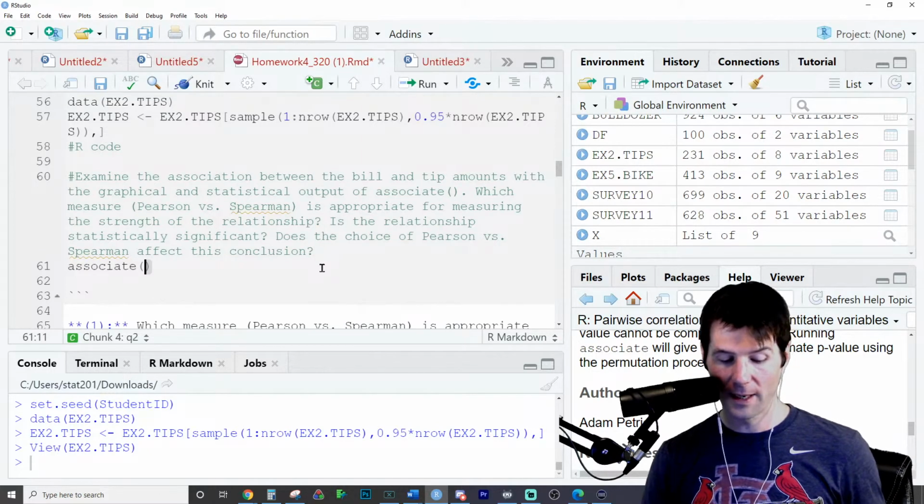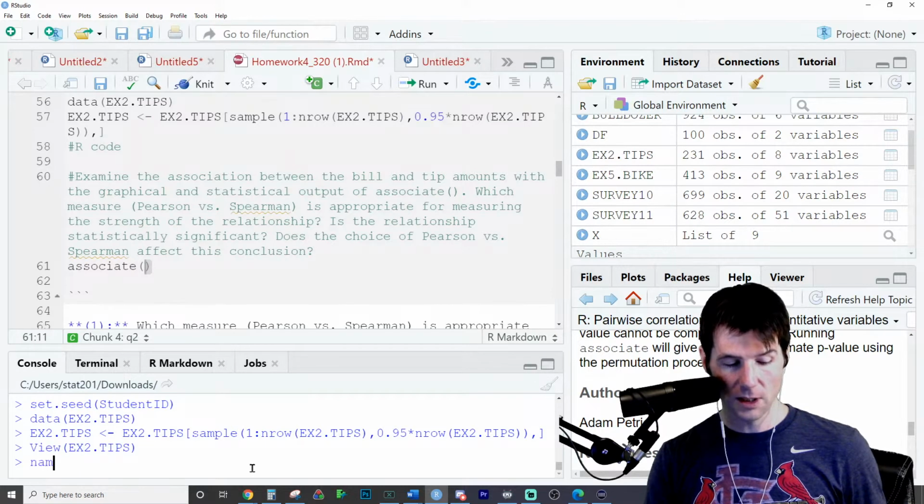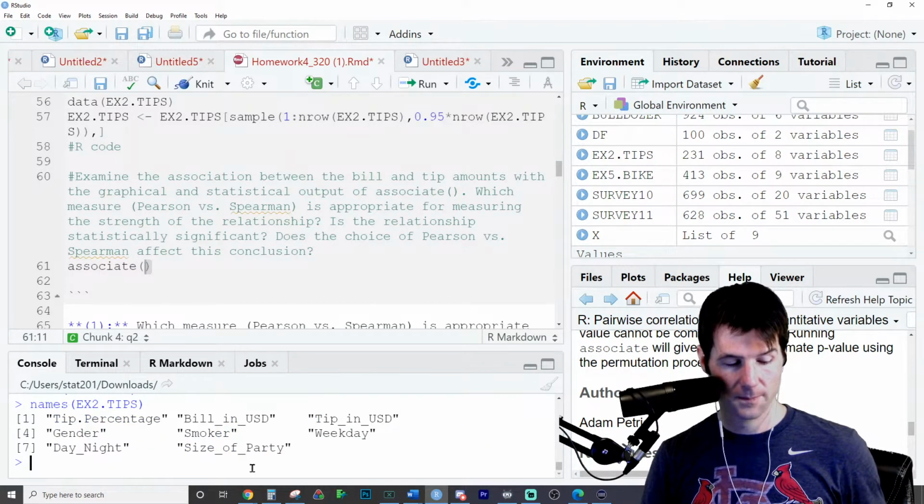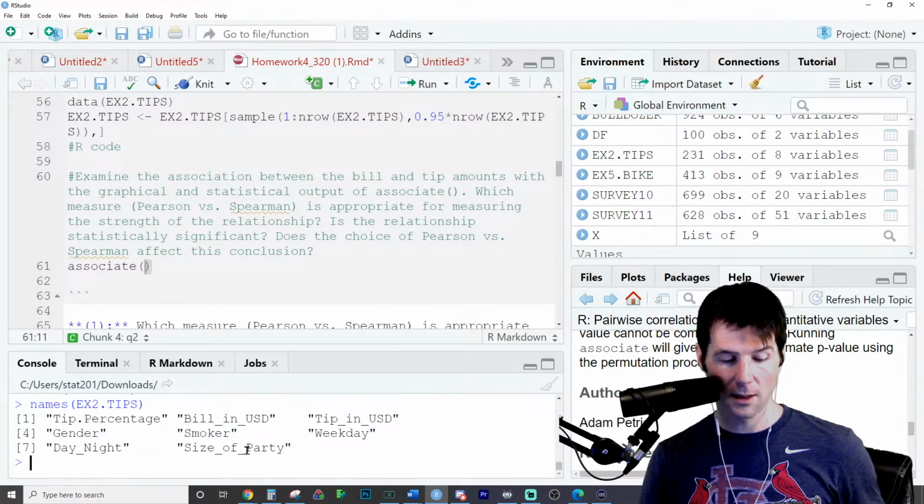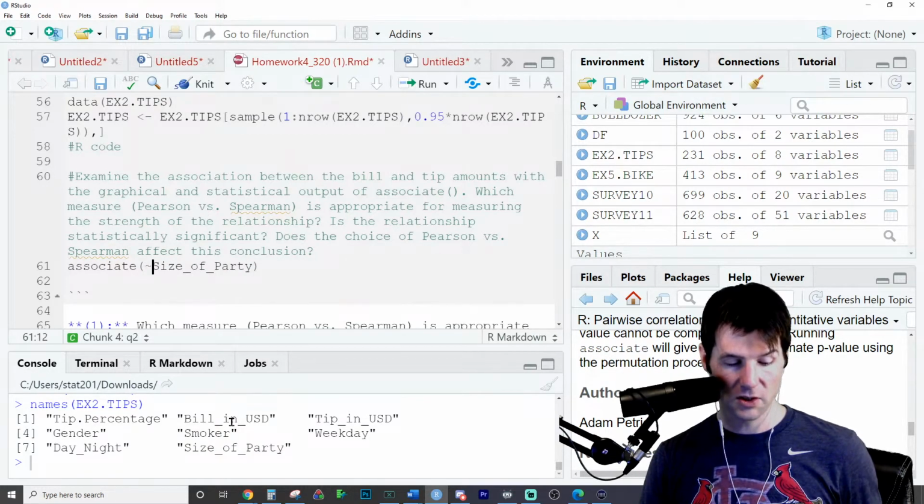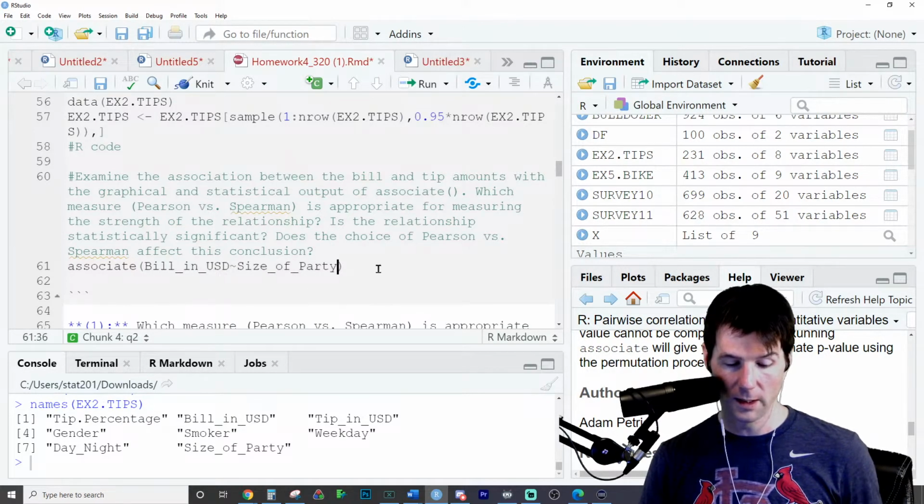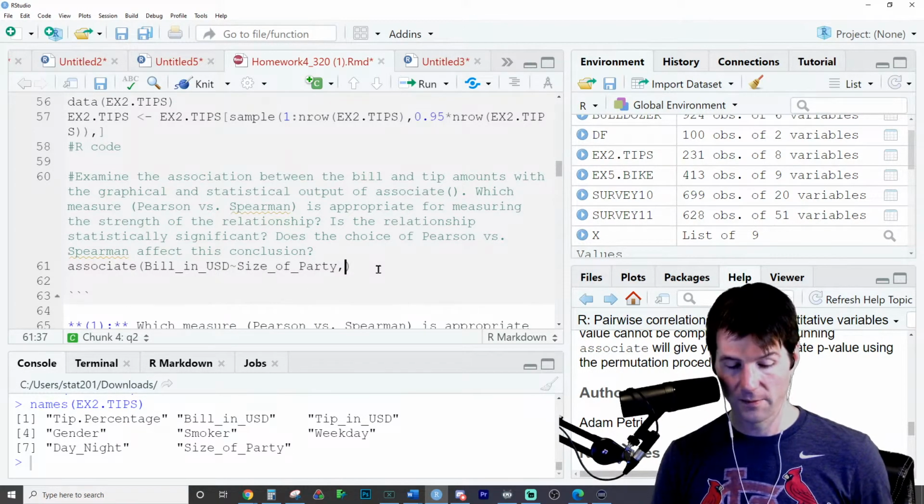This is the formula format. I'm going to look at, let's go to names ex2 tips. And I'm going to see if size of the party can explain how much people are spending, which I would think it would. This is not your question. Very similar, though.